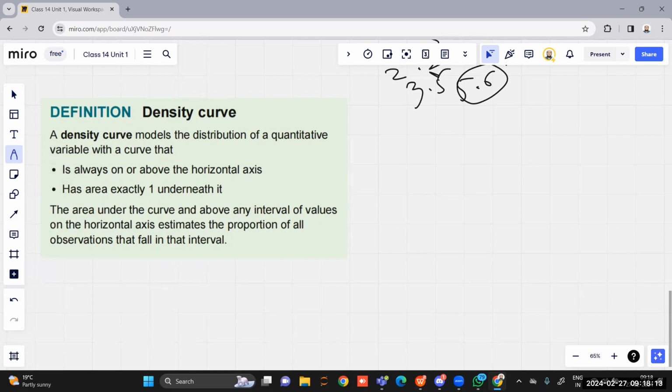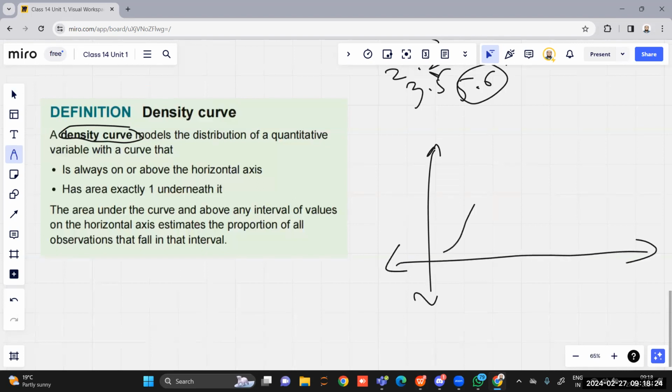So the density curve models the distribution of a quantitative data with a curve. It is always on or above the horizontal axis. This is the horizontal axis. The density curve is always on or above it. It can be a line. It is generally plotted via the points which are lying below.